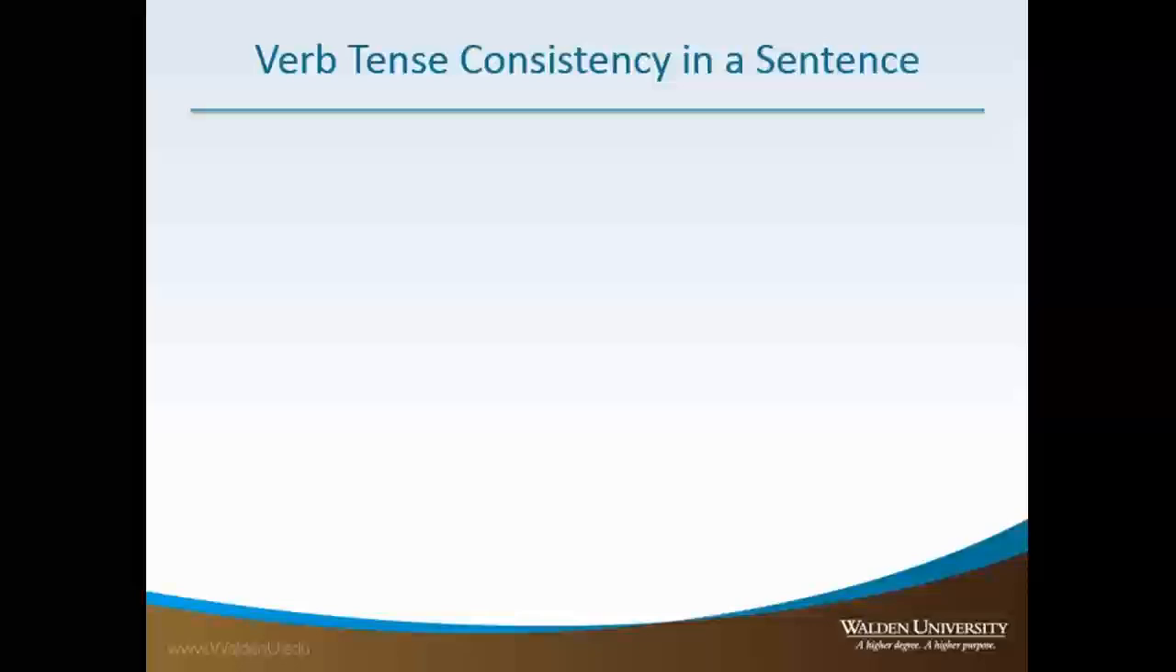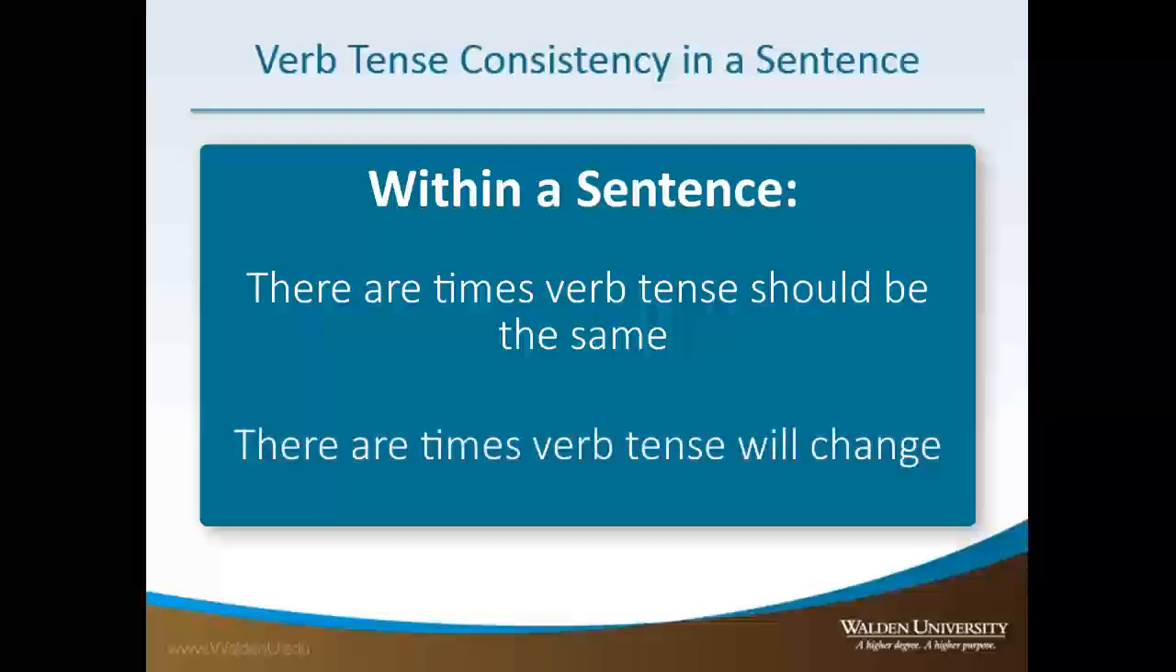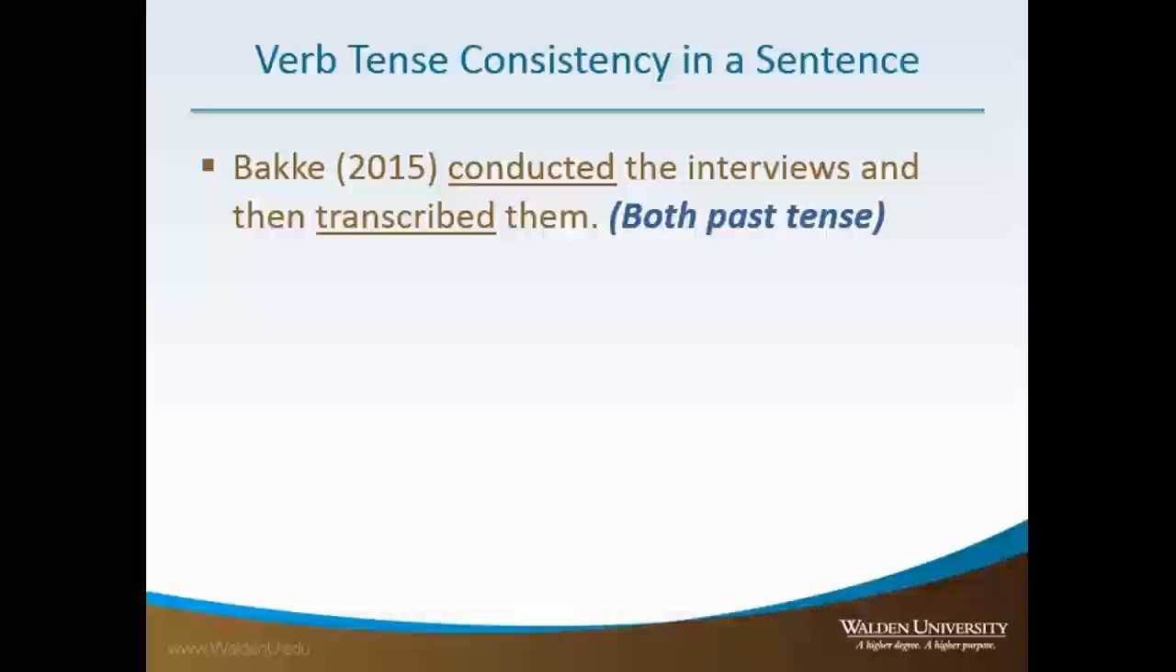So regarding verb tense, kind of the one error that we sometimes see is errors in consistency throughout a sentence. So there are times when the verb tense needs to be the same throughout a sentence, and there are times that it will change throughout the sentence. So we can take a look at these examples.